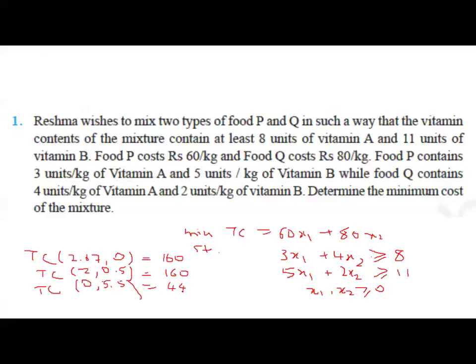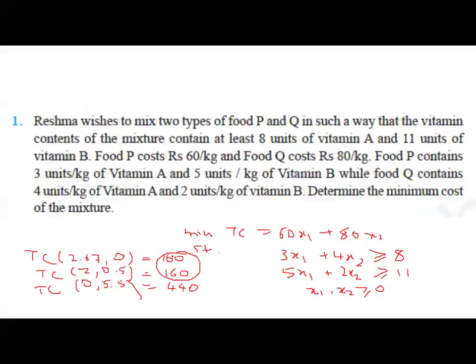So out of these, which one is minimum? Actually, it turns out both of these are minimum. In this case, this is called the multiple solution. Both of these points are minimum, so both 2, 0.5 as well as 2.67, 0 are minimum.